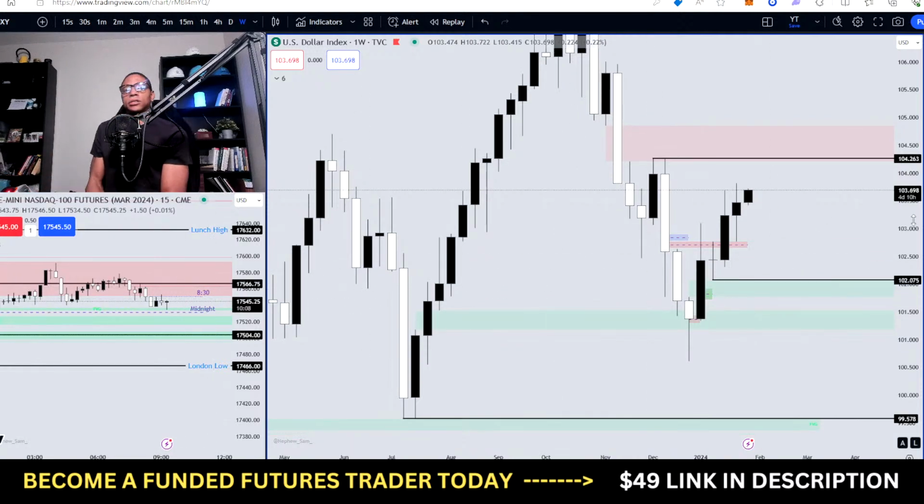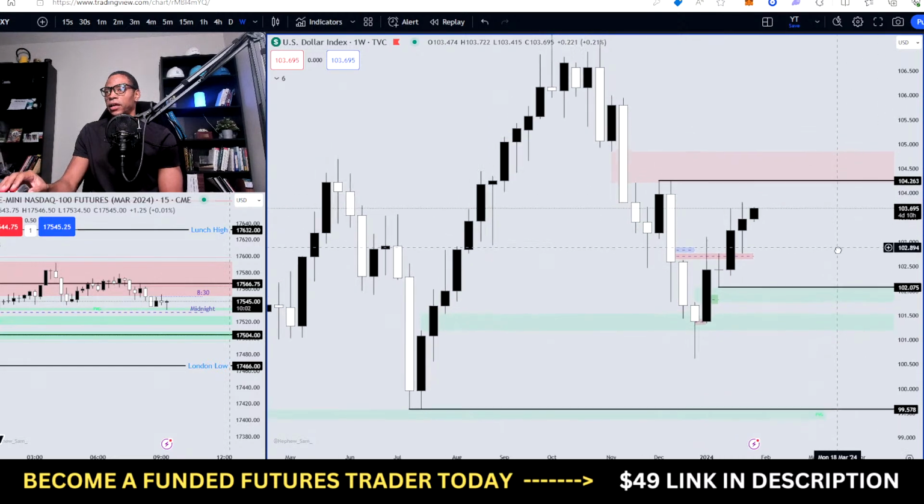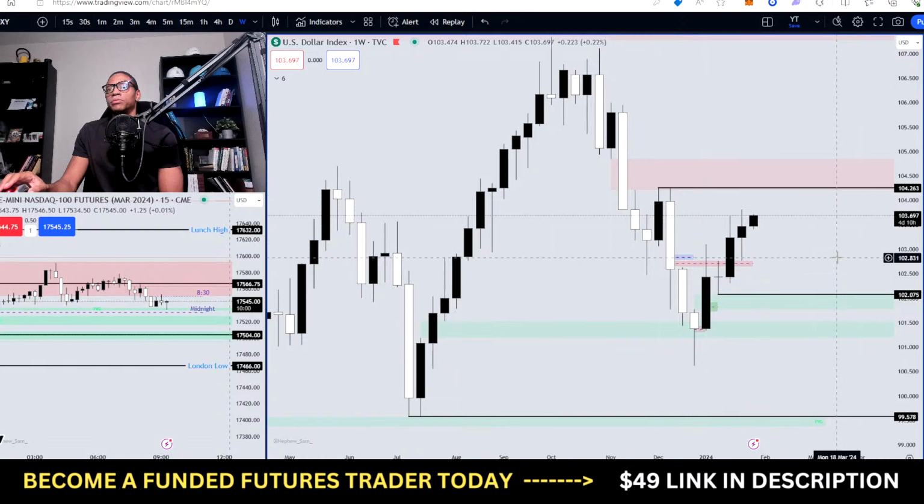All right, let's go ahead and get started so we can finish up before the opening bell and be ready for whatever kind of action we get there. Looking at the US dollar on the weekly chart, we can see last week we eclipsed the high of the previous week.